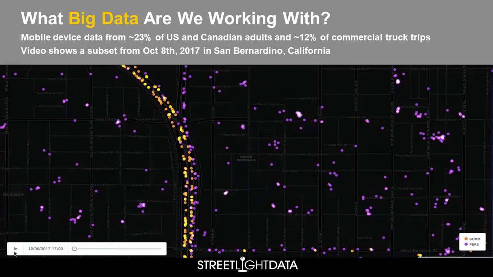So in terms of big data, we all know that it is a very hot buzzword and has been for a while. And big data is pretty cool. At StreetLight Data, we've got a lot of it. This video is showing you a sample of about 24 hours in San Bernardino, California. The purple dots are smartphone apps pinging locationally in the background. And this data comes to us de-identified and all fully opted in to protect privacy.